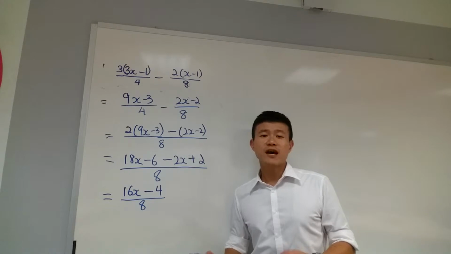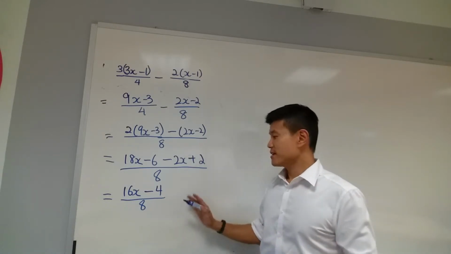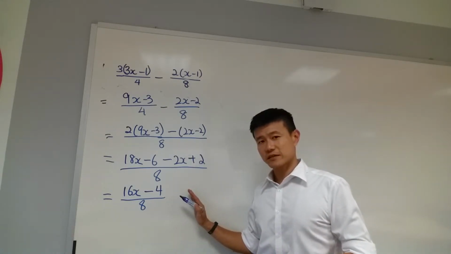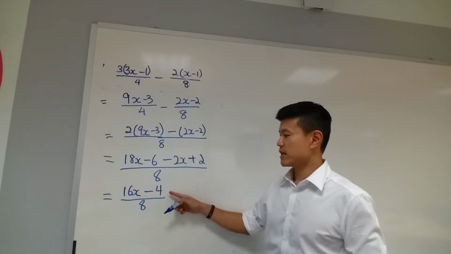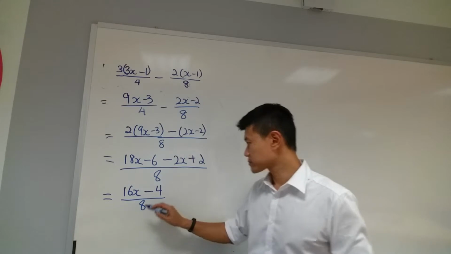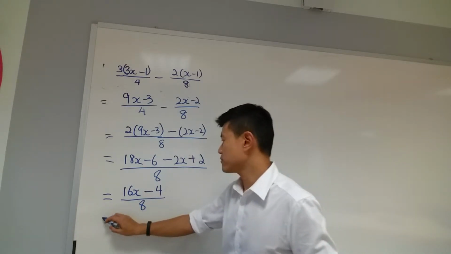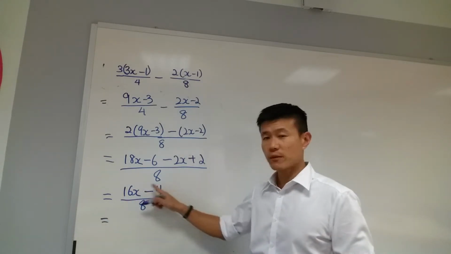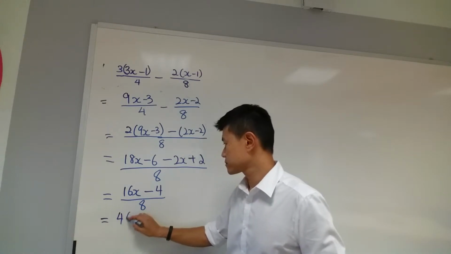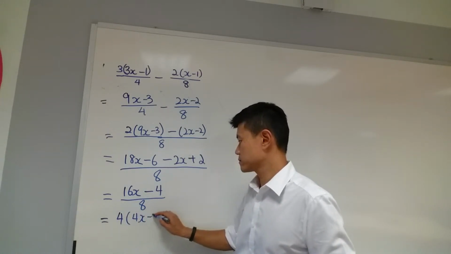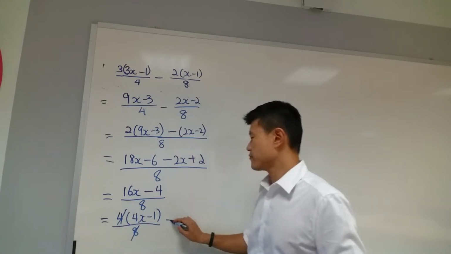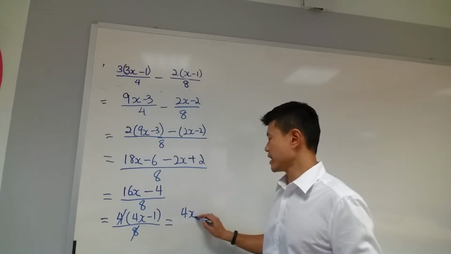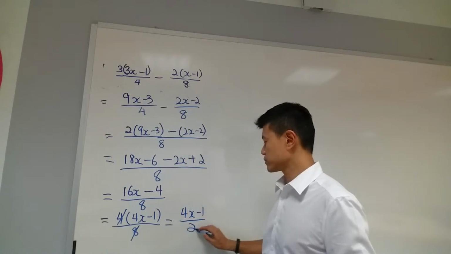Now the question will often ask you to simplify. This is not the simplest, okay? Because what you want to do is make sure that it's reduced to the simplest term. So I can take out the 4. 4 is a common factor here. And that reduces simply to 4x minus 1 over 2.